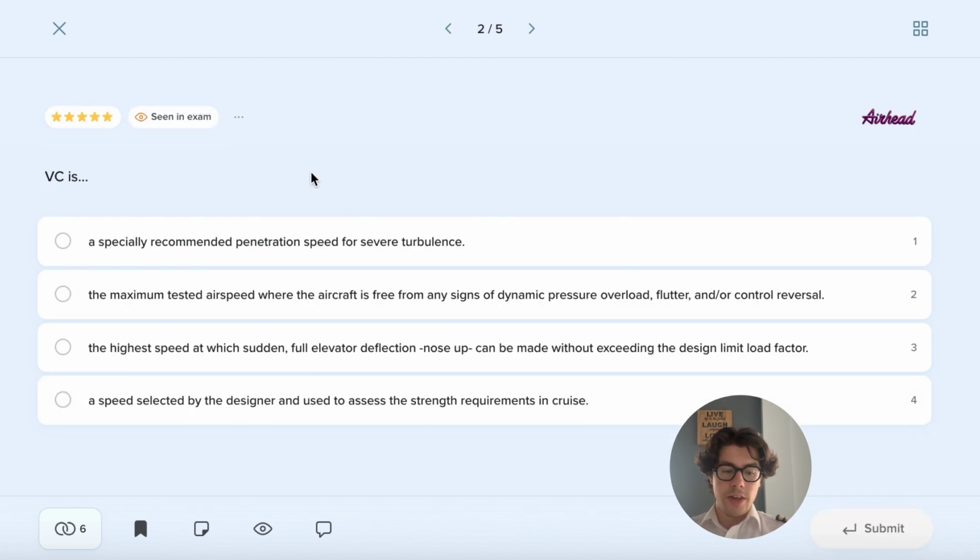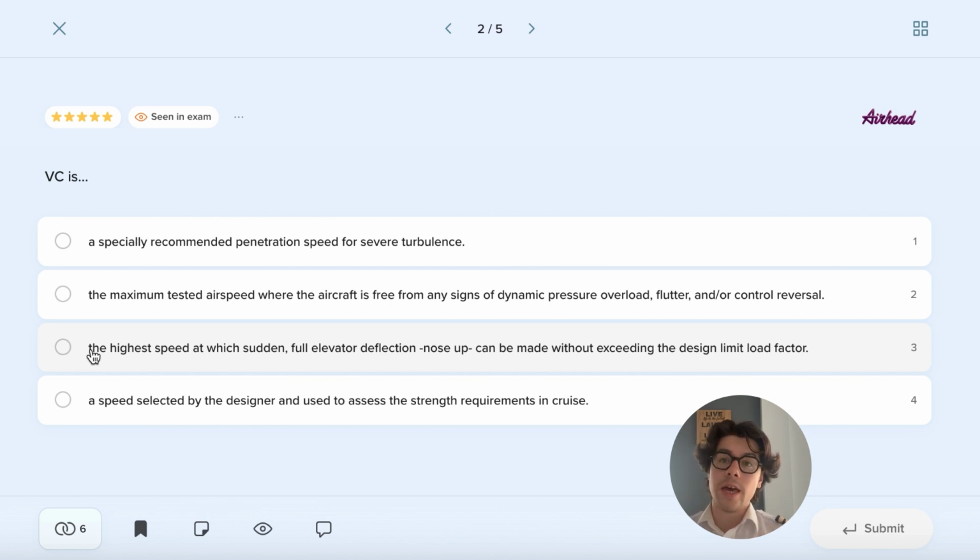Another question, VC. This question refers to the design speeds. There are 4 of them, which all of you should know for your Principles of Flight exam. We have VA, which is the maneuvering speed, and the answer Charlie refers to. This is the highest speed at which sudden and full deflections of the controls can be made without exceeding the design limit load factor.